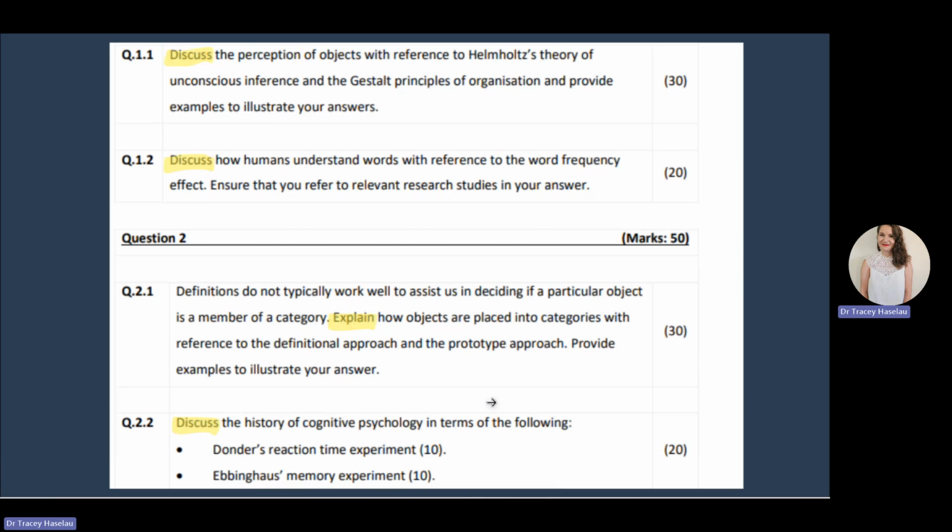So it is really worth familiarizing yourself with what each of those things are asking of you. And you don't have to look too far to find out what discuss or explain or critically examine or analyze is asking of you. You can ask ChatGPT, Google it. I Googled what does discuss mean in an exam, and this is what Google told me.